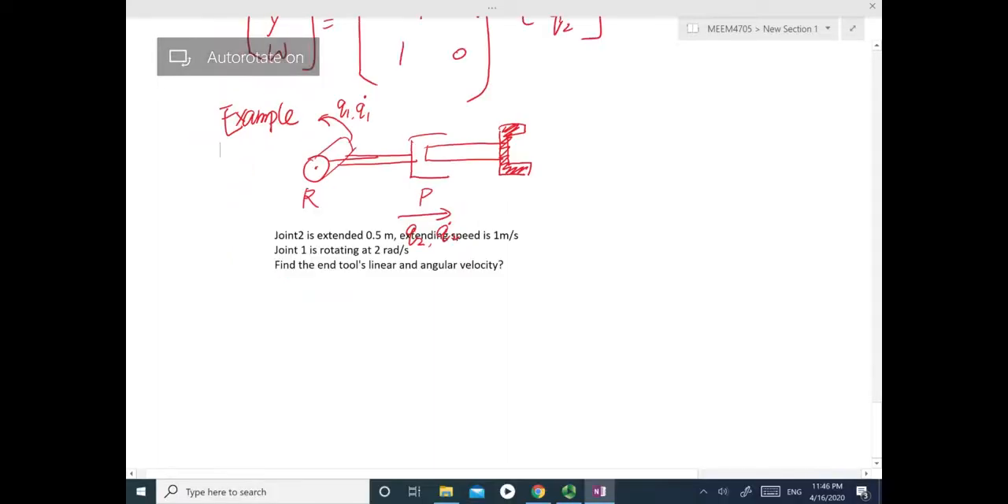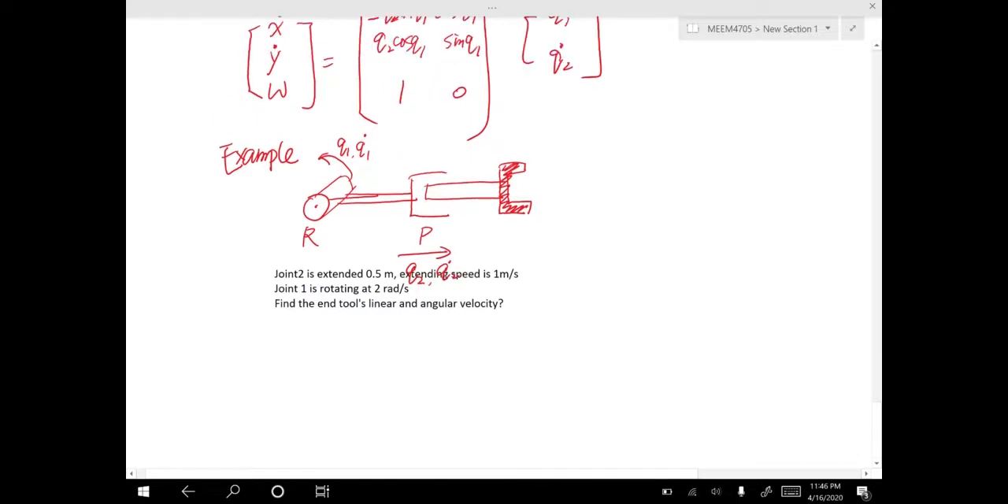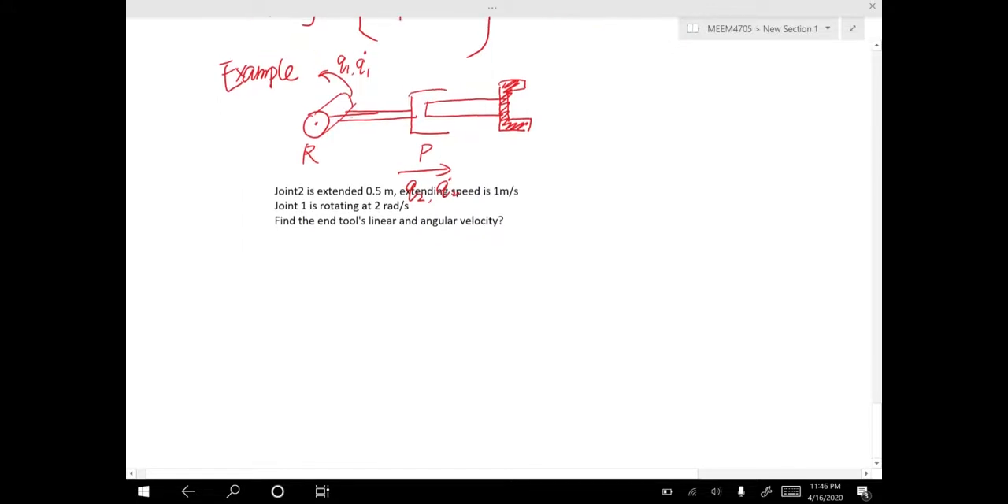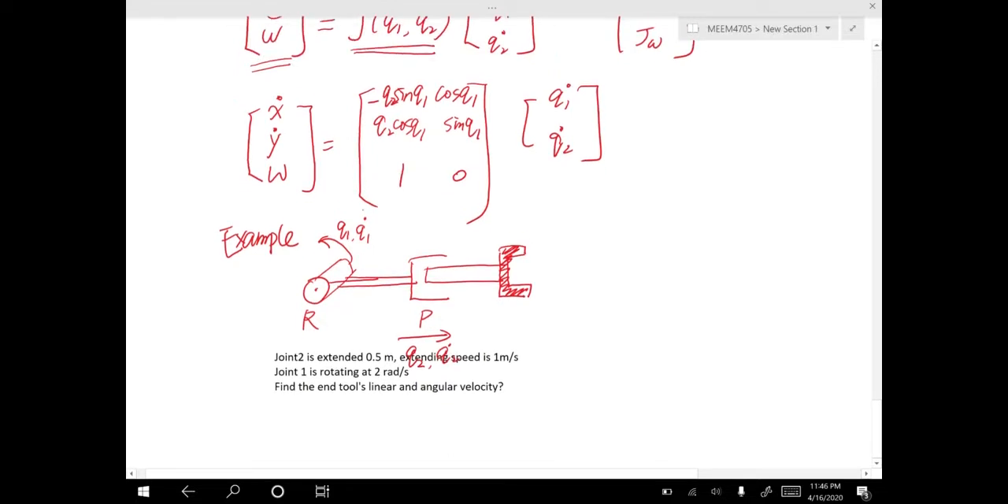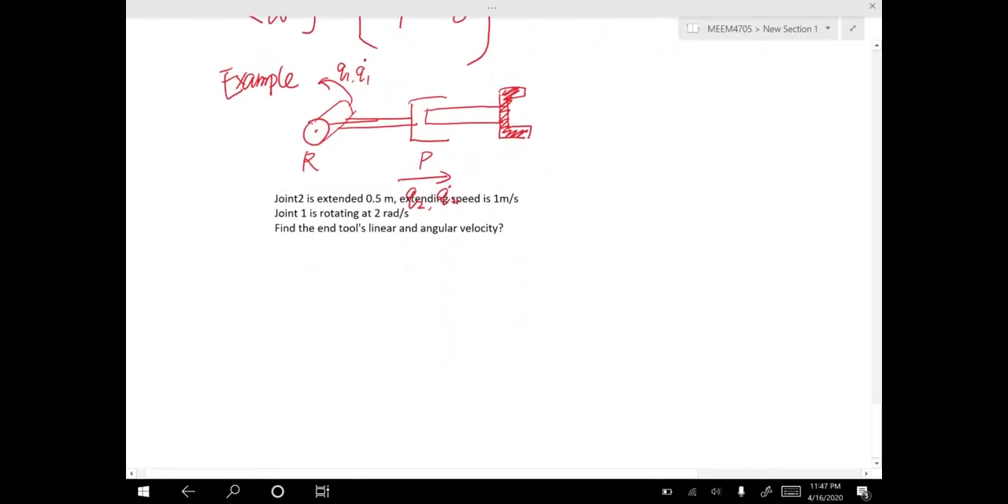Real number question, and to see how to apply it. Okay, so we're still using this example from the previous calculation. In this case we have one revolute joint and one prismatic joint, and we already calculated the linear velocity Jacobian and angular velocity Jacobian by the definition.